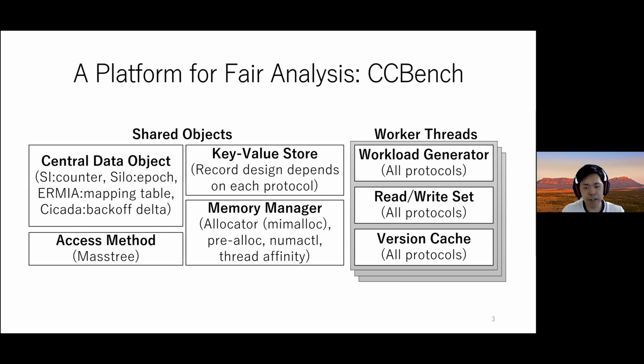This is the architecture of CCBench. As shown, CCBench shares many modules for fair comparisons. I first explain shared objects. We unify data access method into Masstree. The system forms a transactional key value store. Record formats in all protocols have a common structure such as memory placement. Metadata is adjacent to its payload in a record.